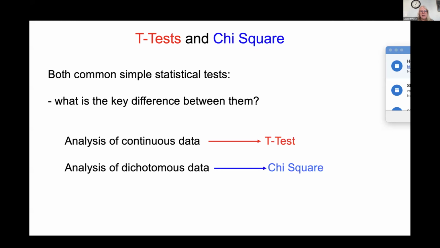If you're analyzing continuous data, like age, BMI, blood pressure, that's a t-test. A t-test is a comparison of continuous data, whereas the chi-square is a comparison of dichotomous data. So proportions, like the proportion of male subjects, or the proportion of people with sleep apnea, that kind of thing.